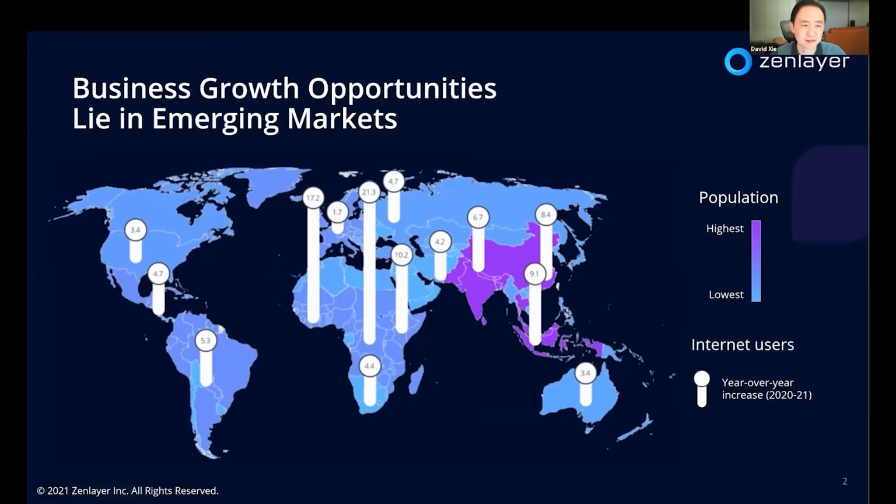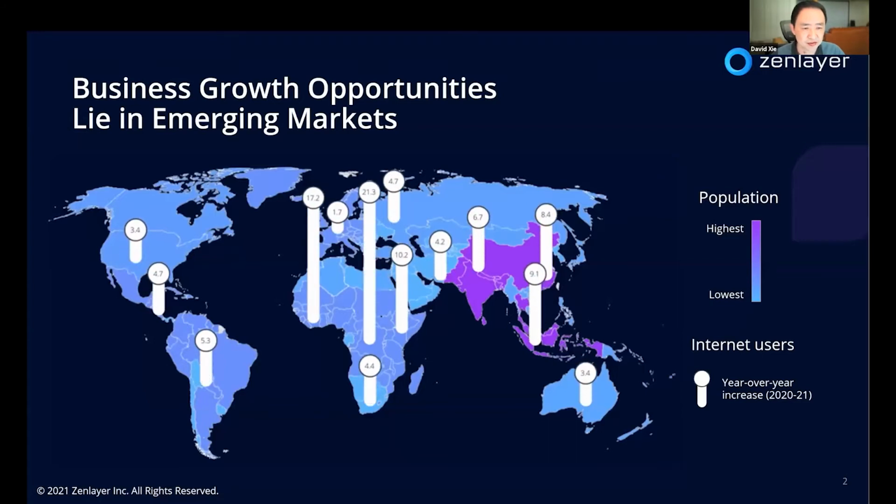Of course, the emerging markets are attractive, right? So large population, over 6 billion people, very fast internet user growth rate, over 5%, for example, year-to-year growth rate in South America, 9% in Southeast Asia, 10 to 20% roughly in Africa. So they look very interesting. But then how do we think about approaching them?